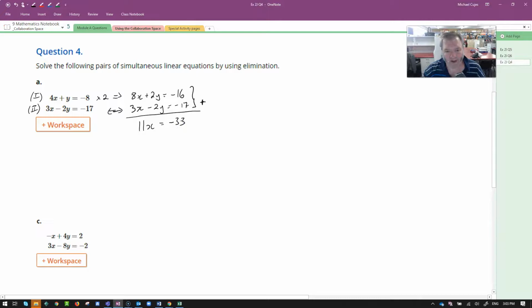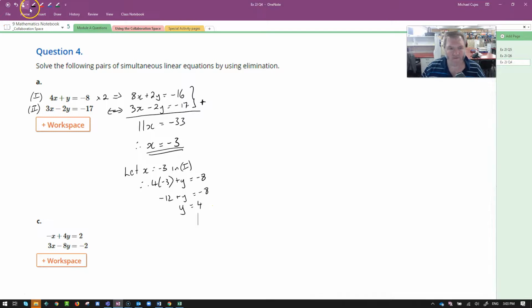Now I can just divide each side of that by 11, and I'm going to end up with x equals negative 3. You can see where I was jumping ahead there. I can now go ahead and solve for y. I'm going to let x equal negative 3 in the first equation. So I'm going to have 4 times negative 3 plus y equals negative 8. Negative 12 plus y equals negative 8. And I'll do my last substitution. Add 12 to each side. I'm going to get y is equal to 4.